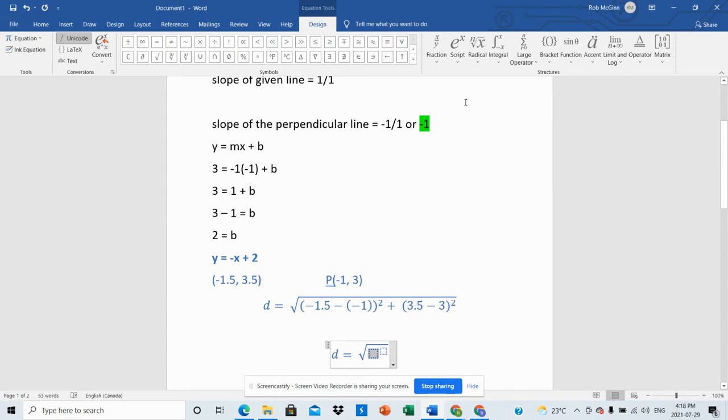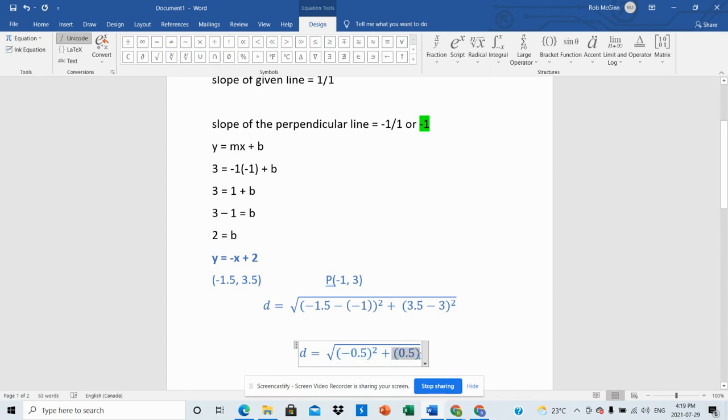-1.5 minus -1. So that's -1.5 plus 1. We're going to get -0.5, and that's going to be squared. And really, really important here, that negative is all a part of what's going to get squared. So we are going to get a positive number. So bracket 3.5 minus 3 is going to be 0.5. Once again, that's squared.